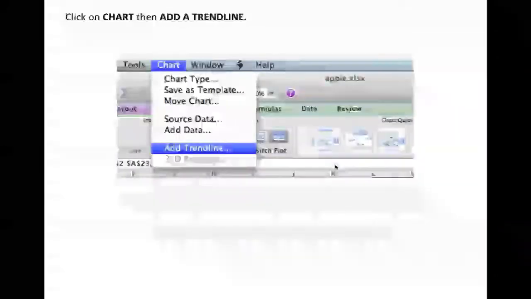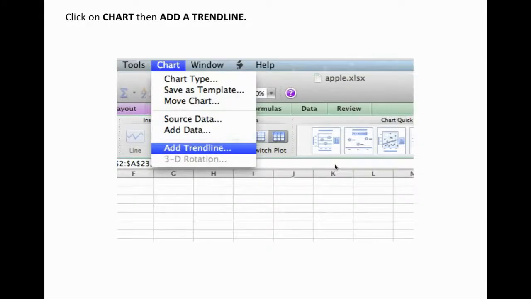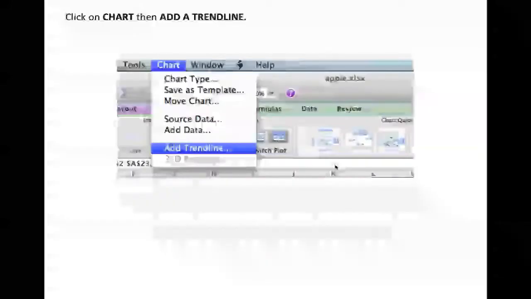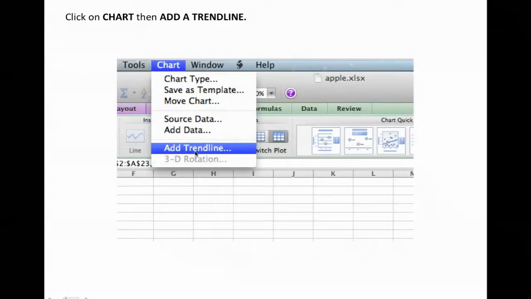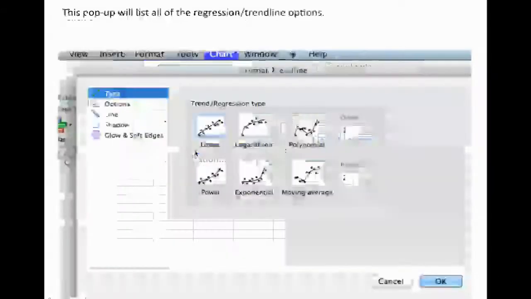That line is known as a trend line. We're looking for a trend. We're looking for a line that might be able to establish a trend for us and be a predictive line for us. Okay, so we hit on chart, and we go down and click on add a trend line.